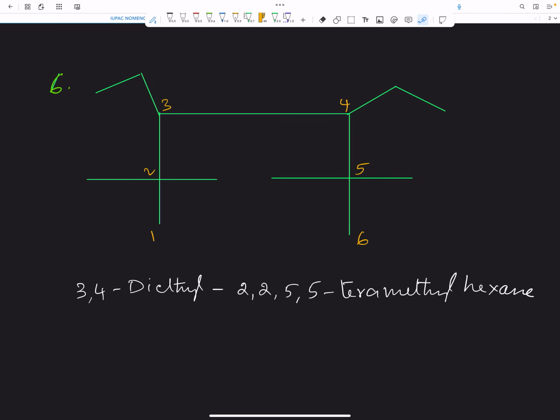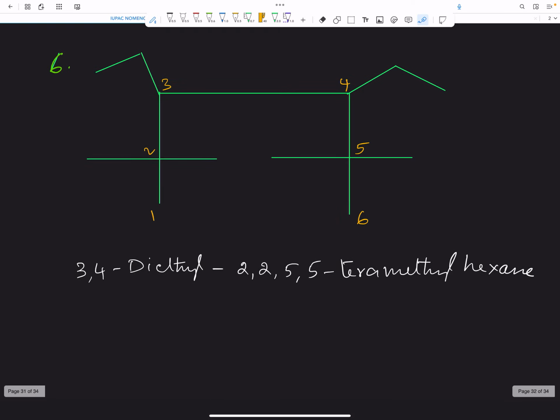In this example, we can have a maximum of 6 carbons in this chain. As well, this chain also has a maximum of 6 carbons. But for this chain, there are only 1, 2 and 3 substituents. But for this chain, there are 4 substituents. Therefore, this is the parent chain. Numbering is done to give the lowest locants. Its IUPAC name is therefore 3, 4 diethyl 2, 2, 5, 5 tetramethylhexane.